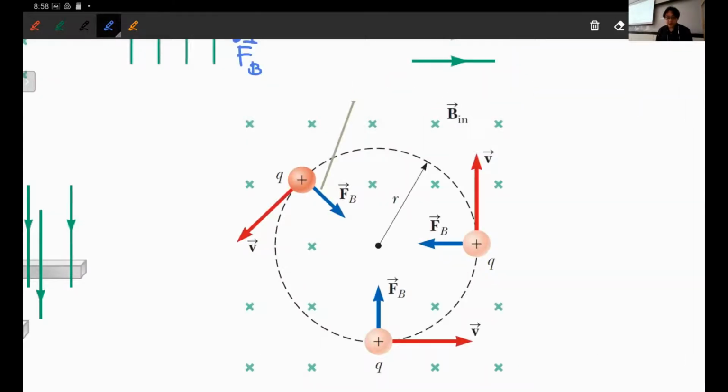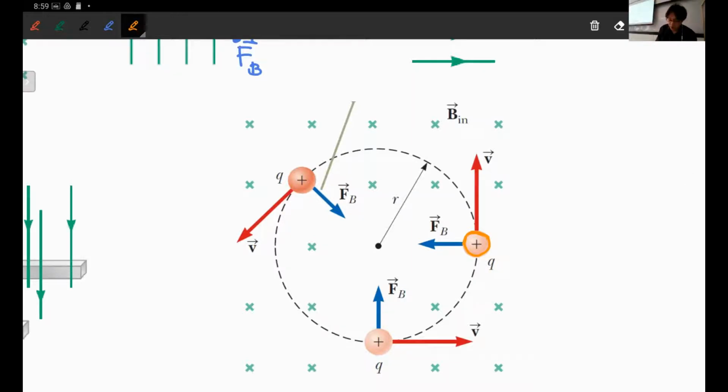Okay, let's look at the bottom. We have already done this. When the magnetic field is into the page and the velocity vector points toward your right, the force will be upward, right? Now, if you look at the right position over here, let me highlight it in orange. Now the velocity is up. If you do the right hand rule, your thumb will point to your left. So that means the force will be to the left.